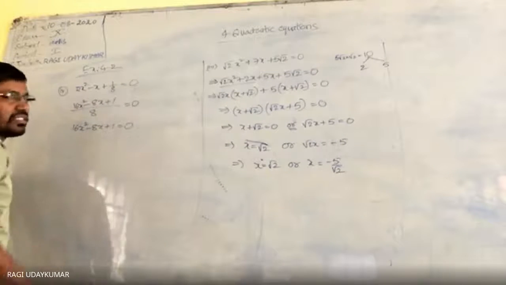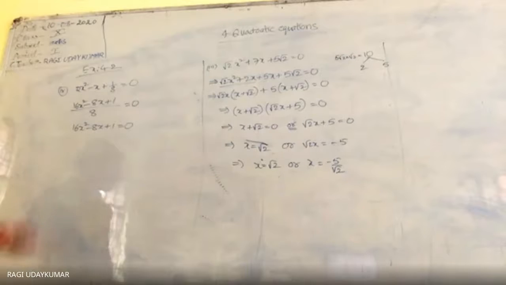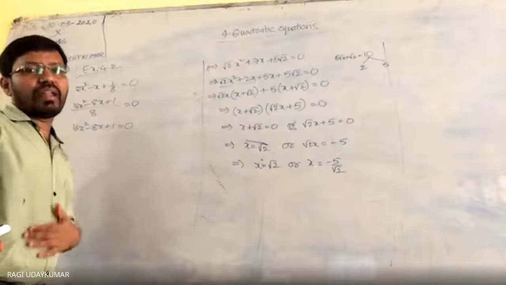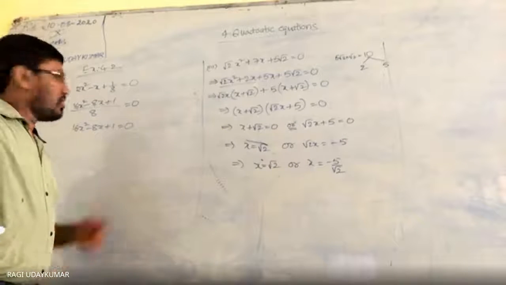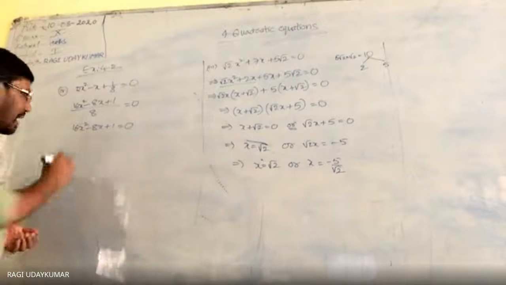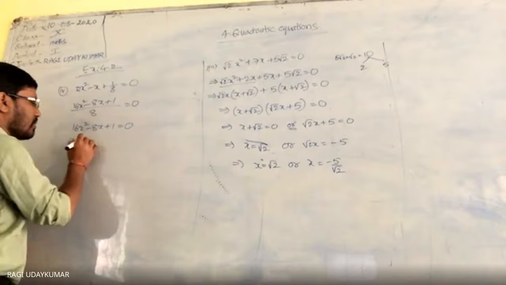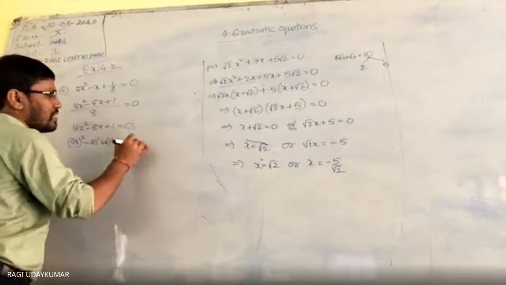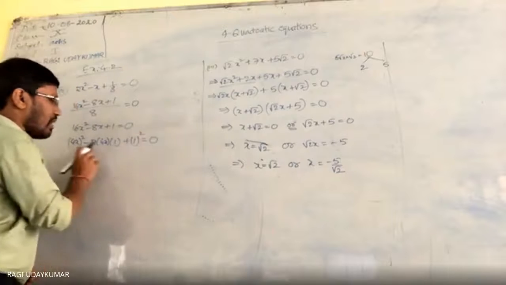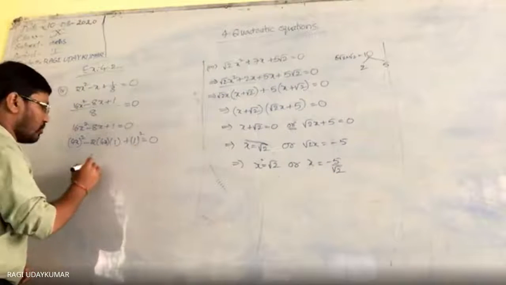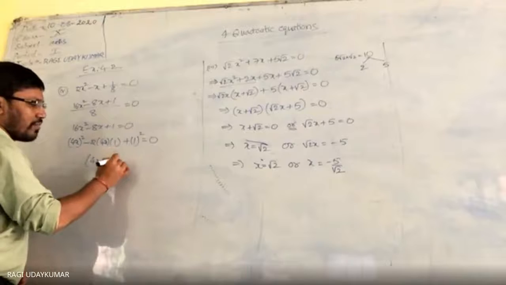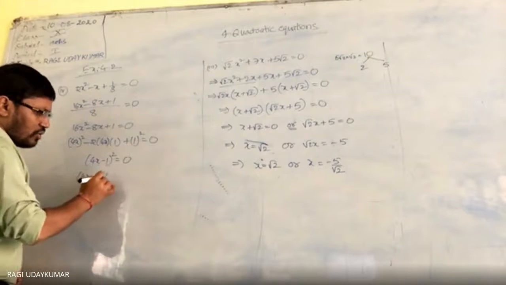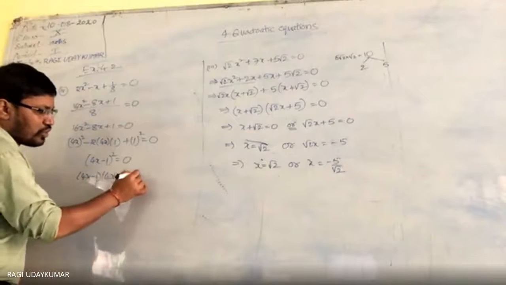Now you factorize this one. Actually this can be factorized, or if you observe properly, by using the formula also you can do it. This is in the form of a square minus 2ab plus b square. a square minus 2ab plus b square is equal to (a minus b) whole square. So this can be written as (4x minus 1) into (4x minus 1) is equal to 0.